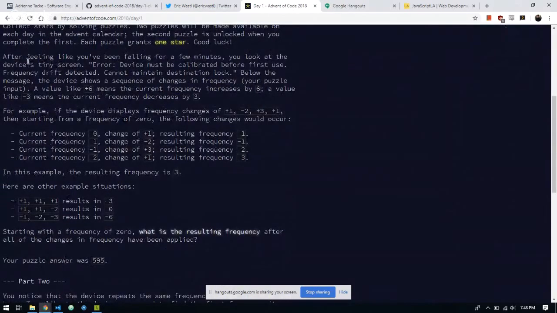So here it says, after feeling like you've been falling for a few minutes, you look at the device's tiny screen. Error. Device must be calibrated before first use. Frequency drift detected. Cannot maintain destination lock. Below the message, the device shows a sequence of changes in frequency, your puzzle input. A value like +6 means current frequency increases by 6. A value like -3 means the current frequency decreases by 3.